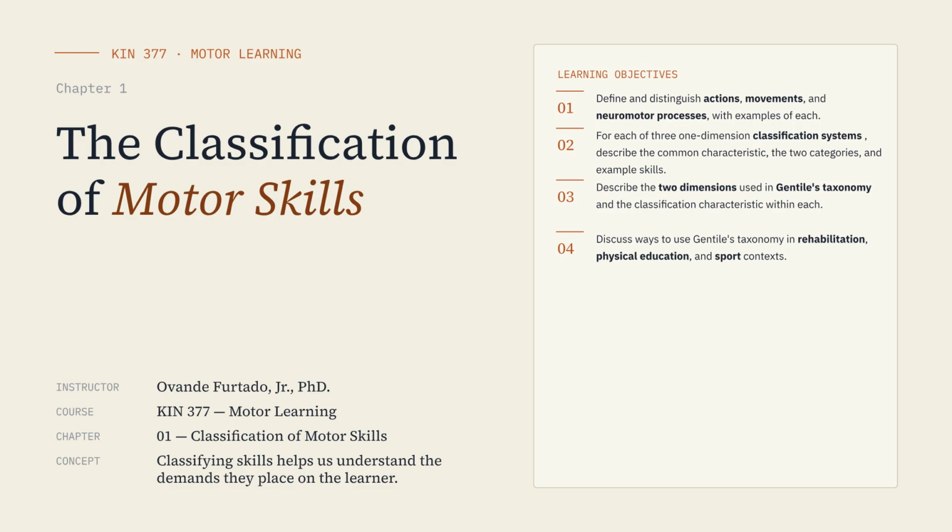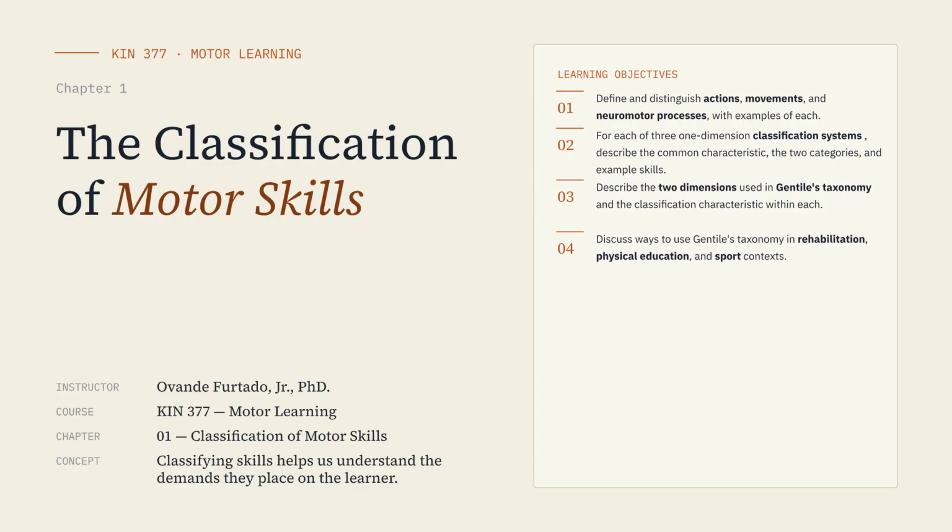Welcome to Chapter 1 of Kin 377, the classification of motor skills. Before we measure anything, before we teach anything, before we treat anyone, we have to be able to talk about motor skills with some precision. That's what this chapter is for. The big idea is right at the top. Classifying skills helps us understand the demands those skills place on the learner.